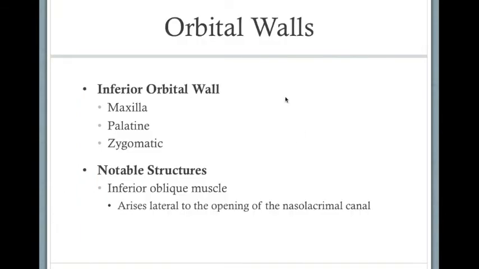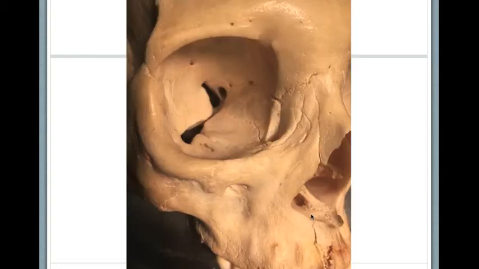Now let's talk about the inferior orbital wall. It's formed by the maxillary bone, the palatine bone, and the zygomatic bone. Some notable structures include the inferior oblique muscle, which arises lateral to the opening of the nasolacrimal canal. I'll show you those right here. So it's a zoomed out view.